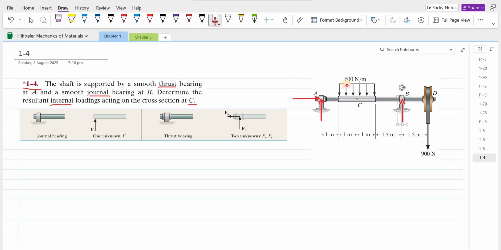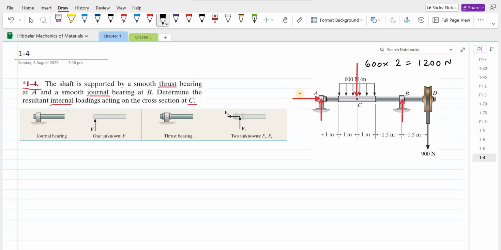We also have to find the resultant of this distributed loading. Since it's a rectangular distributed loading, the resultant would act in the middle. And for the magnitude of the resultant, we can find the area of this distributed loading. So it is 600 times the length of this rectangle, 2, so it's 1200 newtons.